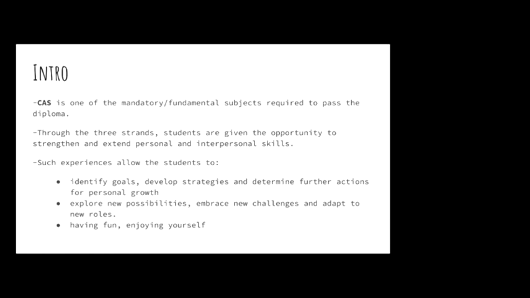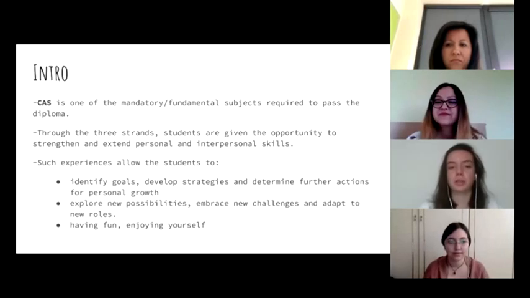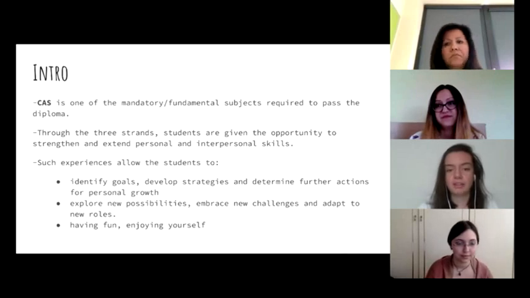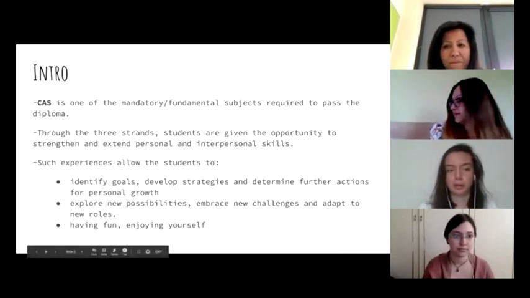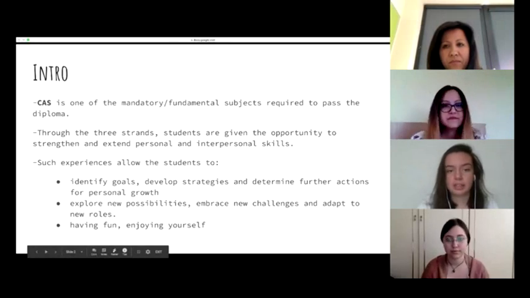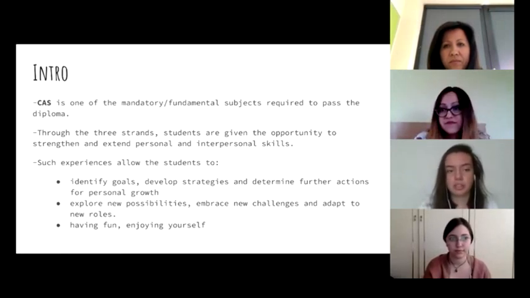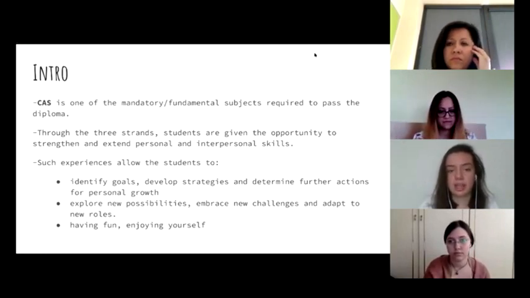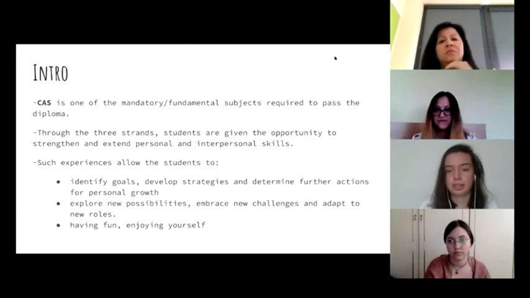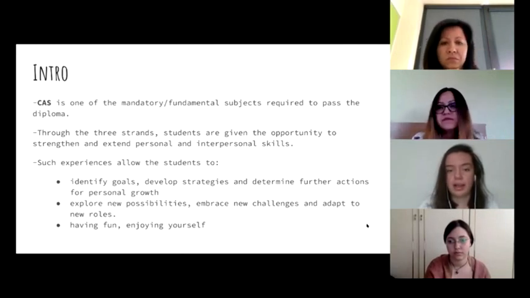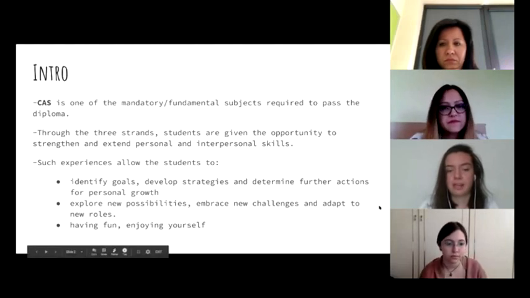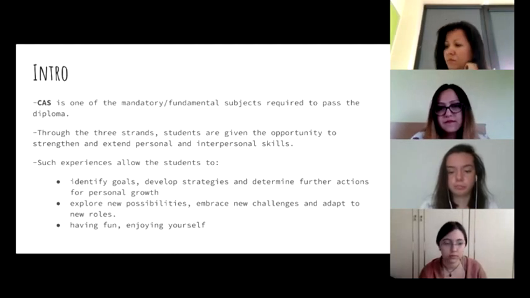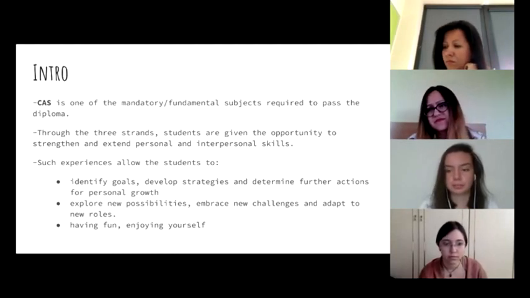So to start off, what CAS is. CAS is one of the core subjects of the diploma. It is mandatory for every student to take it and is needed for you to pass. Without CAS, you cannot get the full diploma. So CAS consists of 3 strands, as you already saw on the title page: creativity, activity, and service. And through this, students have the chance to develop personal and interpersonal skills throughout their IB years. And it's a chance for them to grow, identify goals, and also have fun, enjoy themselves in balance with their academics.